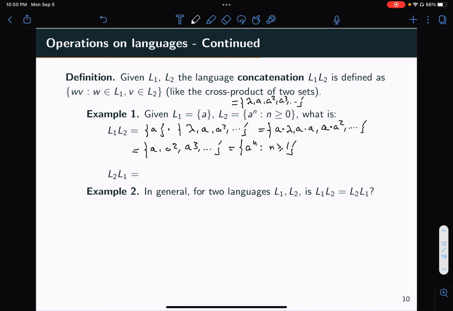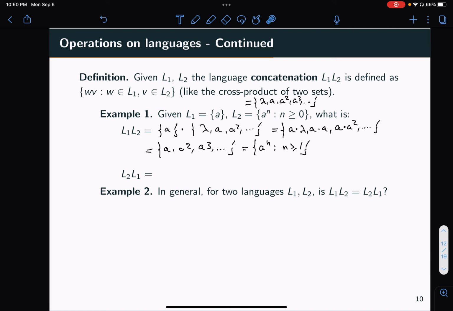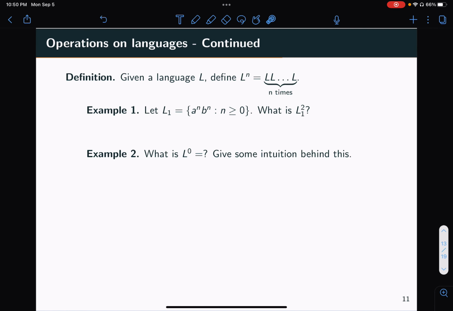Okay. So I'll let you answer this question and this question on your own. I think they're interesting questions to practice. Okay, so that was language concatenation.